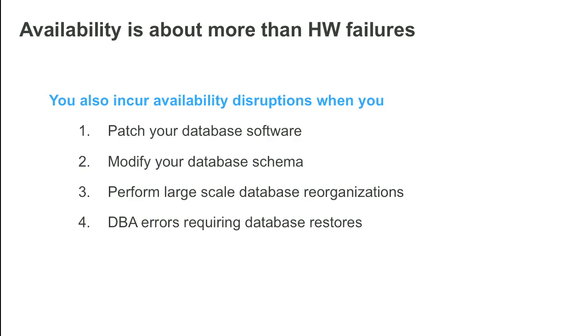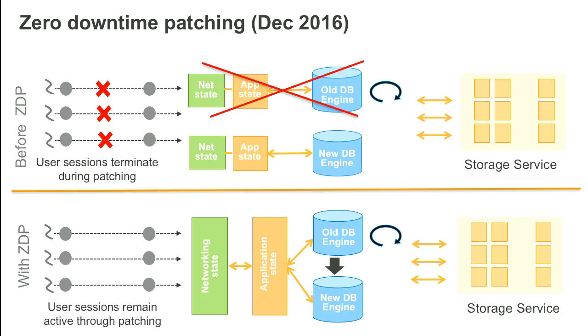I know I'm running out of time, so I'm going to quickly talk about a few more things that we've done recently about availability. One thing is about zero downtime patching. So when you patch a database, it's intrusive because all the database connections go down because you have a new version of the database engine.